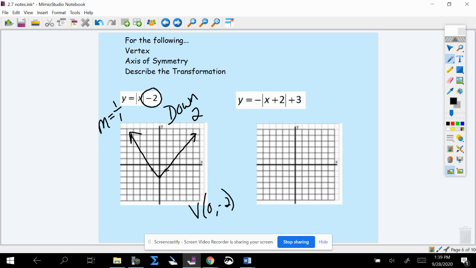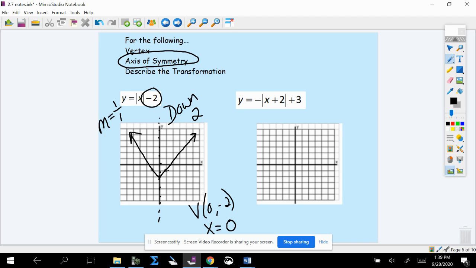Your axis of symmetry, so when we talk about axis of symmetry, will always be a vertical line. So the way we write vertical lines is x equals, and it will be the x value of your vertex. What that means is if I were to draw a dotted line at x equals 0, it splits this V graph into 2 equal pieces. Kind of like how the body has a natural symmetry line when you divide it right down the middle. Same idea here. This graph has a natural symmetry line.